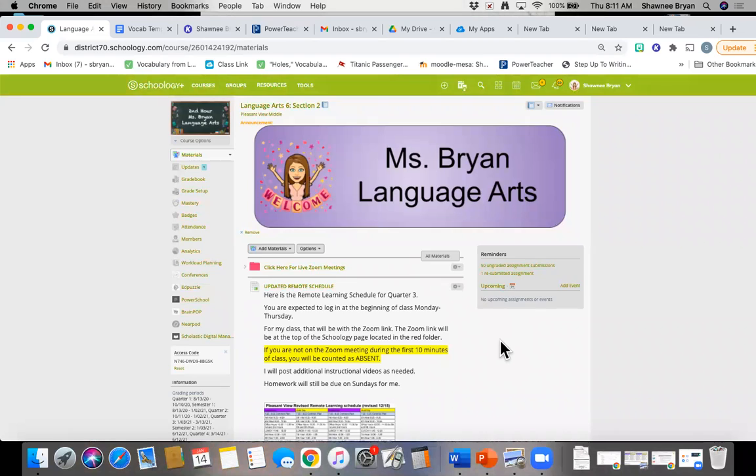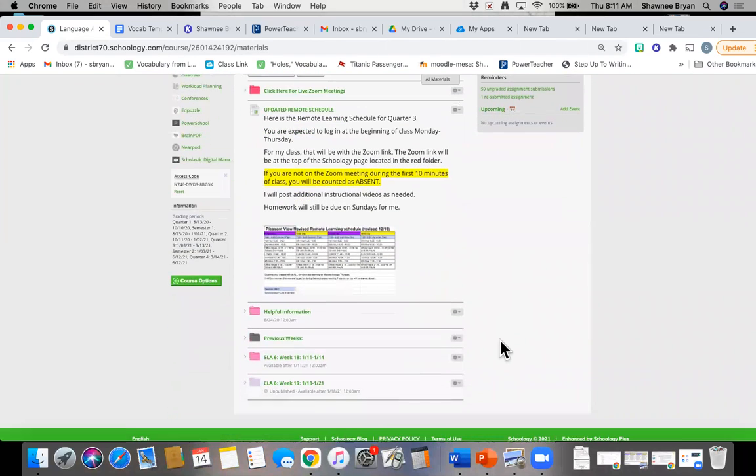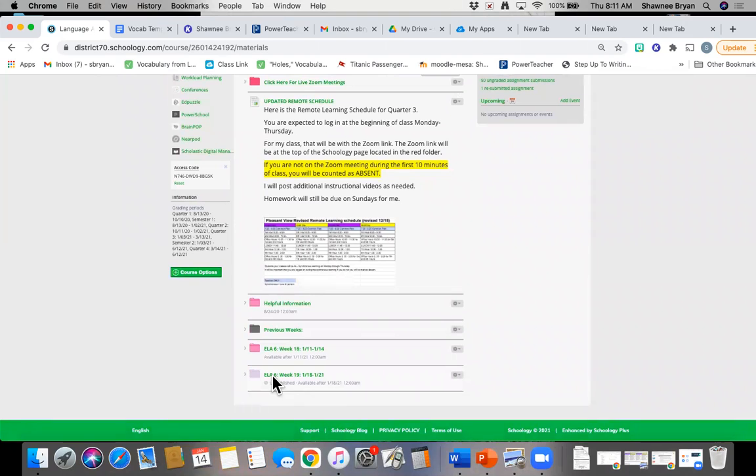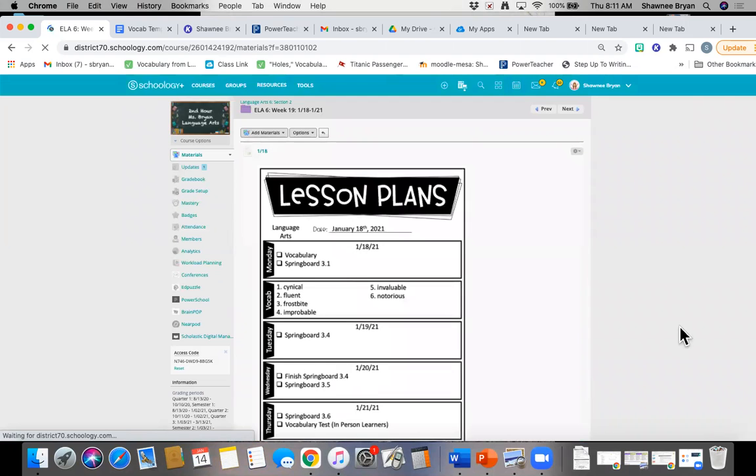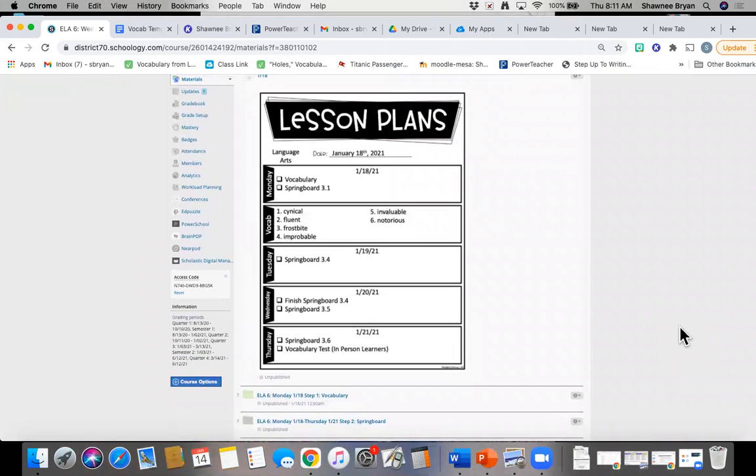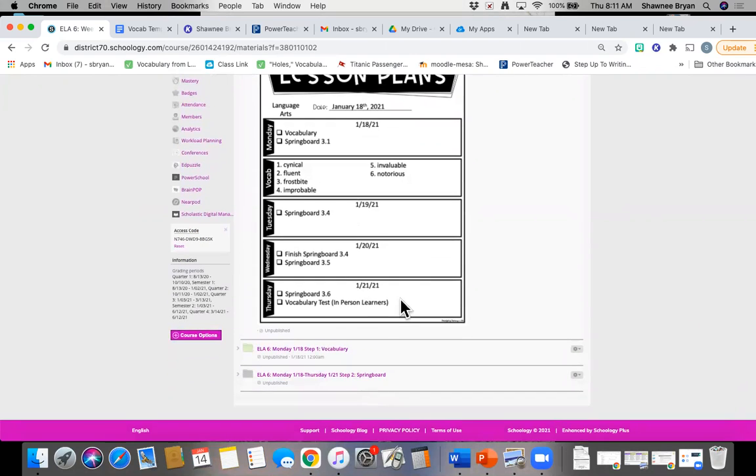So looking at my Schoology page, we are going to scroll down and we are going to be in ELA 6 week 19, January 18th through the 21st. When you click on that, you are going to see the weekly overview and what your expectations are on each individual day, okay? So scrolling all the way down, you are going to see a folder specifically for Monday Step 1 vocabulary. And then there is going to be a second folder that contains the Springboard packet that you will be working on throughout the entire week.